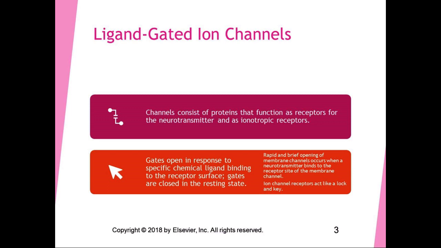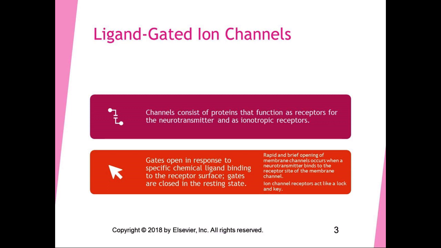So the ligand-gated ion channels: the gates open in response to a specific chemical ligand, which is the neurotransmitter in this case, binding to the receptor surface. And the gates are closed in their resting state. So basically it's that gated community that I was talking about. In its resting state, the gates are closed. You need to have a key, in other words, a neurotransmitter, to open the gate. The gates open rapidly and briefly when a neurotransmitter binds to the receptor side of the membrane channel.